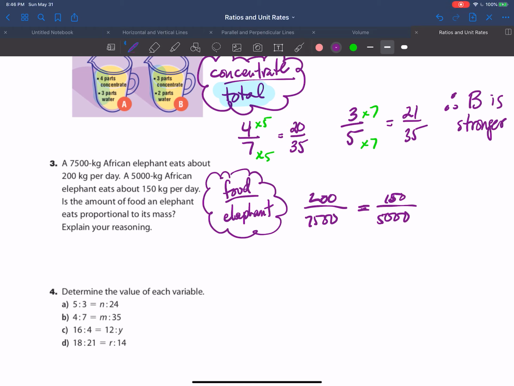So for this, we could get a common denominator, but I think the easier thing to do is to divide and compare the decimals. So 200 divided by 7,500 is 0.267. So I rounded to 0.267. So 150 divided by 5,000 is 0.03, which is not equal. So it's not proportional.